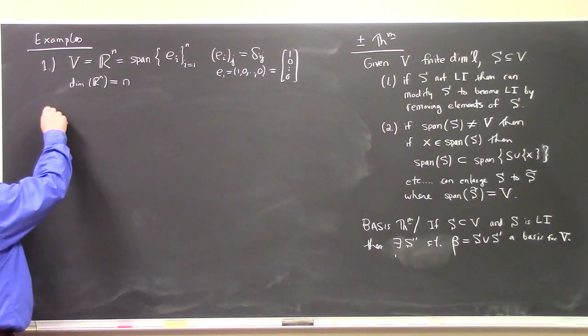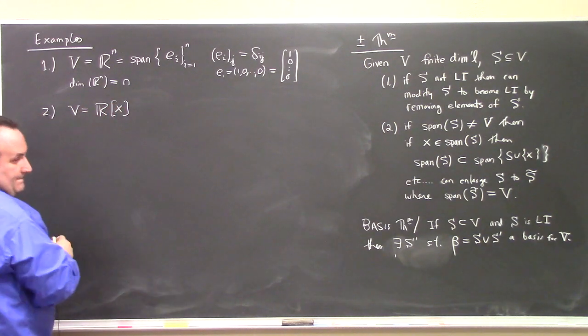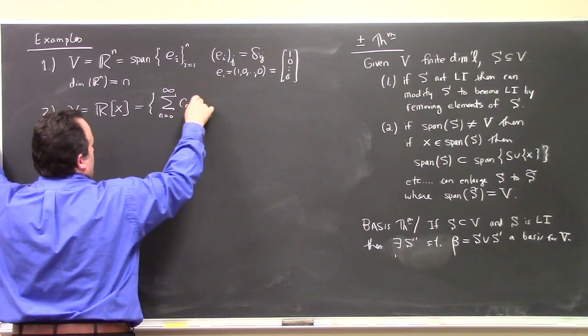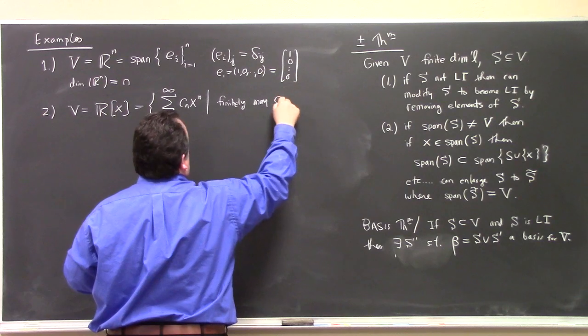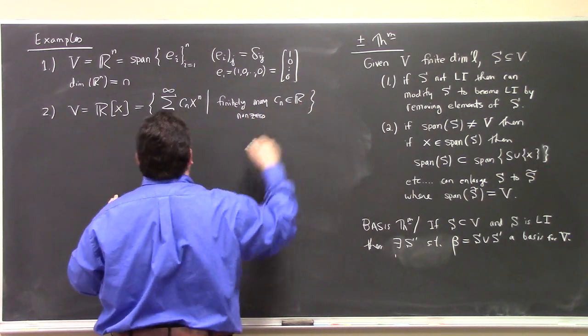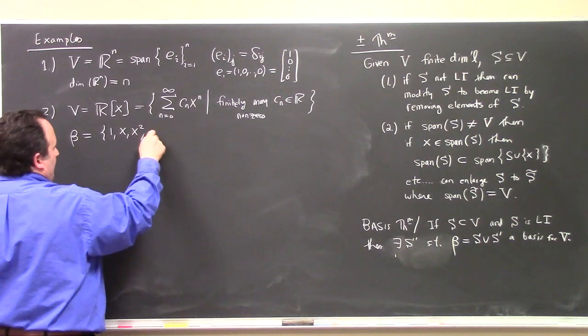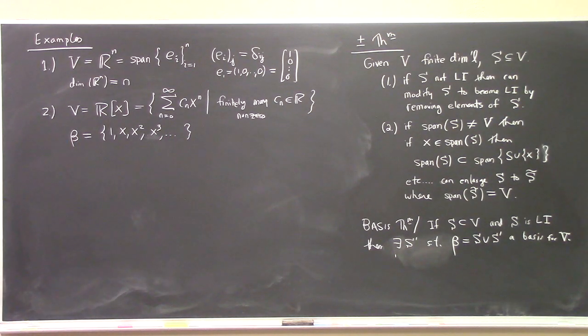Right. So another example, we talked about this a lot, would be polynomials over the reals, right? So here you're looking at the sum n equals 0 to infinity of Cn x to the n, such that finitely many Cn in R are non-zero. What's the basis for this? There's many, but one nice one is the monomial basis. Well, it goes on and on, yeah? So that is an infinite dimensional vector space. That's pretty nice to work with.